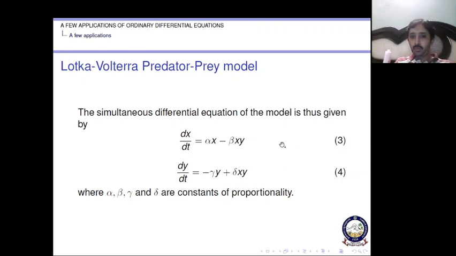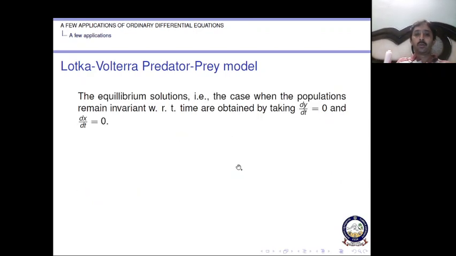Now these two equations 3 and 4 taken together are going to represent a simultaneous differential equation in x, y and t. Right? Now before going for solving this simultaneous differential equation, we are going to look at a special type of solution called equilibrium solution. So what do you mean by an equilibrium solution?